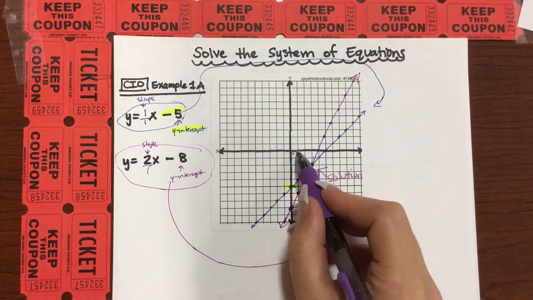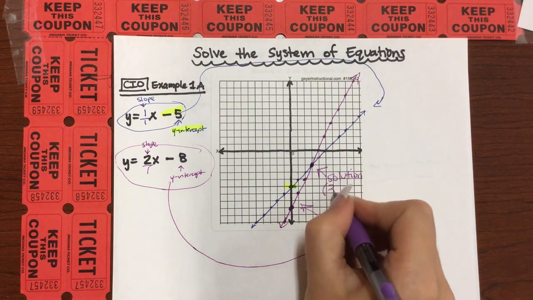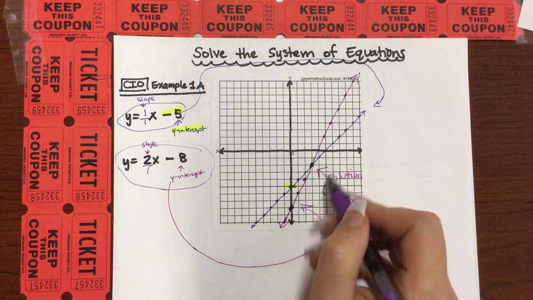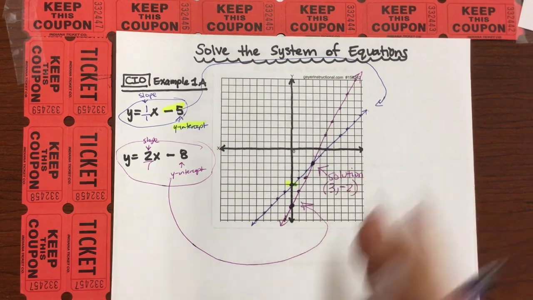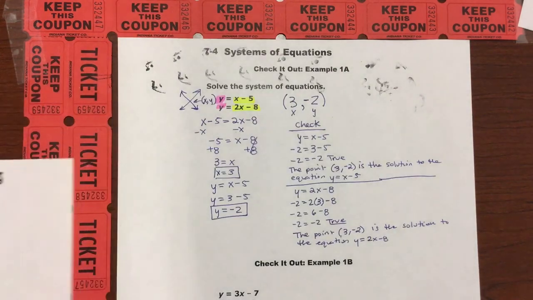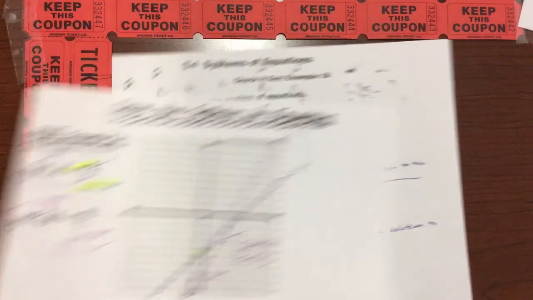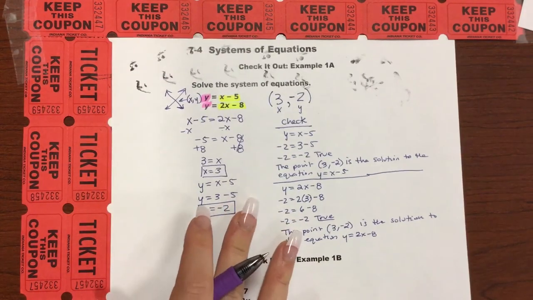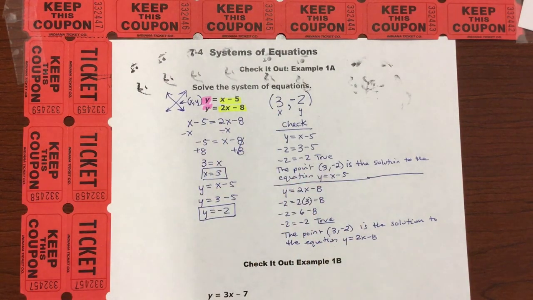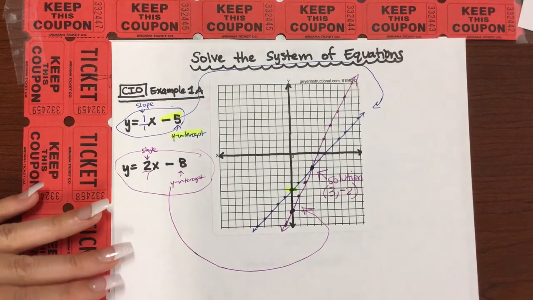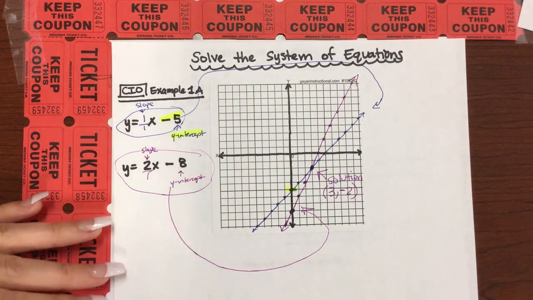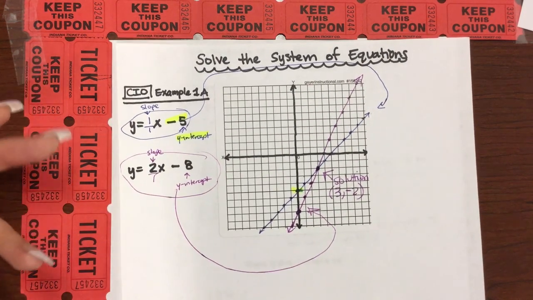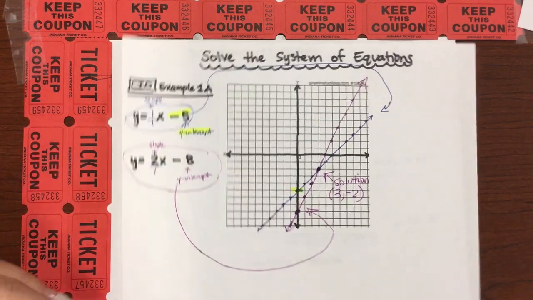Our solution is 3, negative 2, which is exactly what we came up with, 3, negative 2. And so this is solving the equation algebraically, which is what you're going to have to do. And then in chapter 8, we're going to solve these equations graphically. So you can actually solve these two different ways, and they're totally connected to each other.